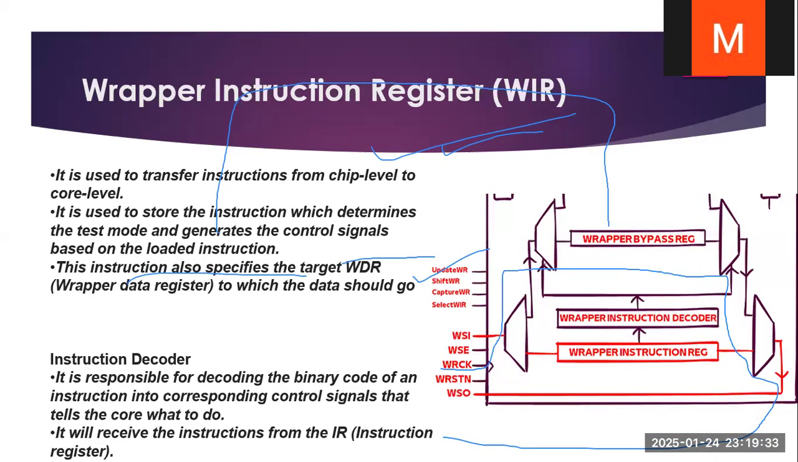Next one is the vapor instruction registers. They are used to transfer the instruction from chip level to the core level. Here we are looking at the core level. From the chip level, if you want to transfer the instructions, the vapor instruction registers are useful. It stores the instructions, which determine the test mode and generate the control signals based on the loaded instruction. This instruction also specifies the target vapor data register to which the data should go. We have an instruction decoder here. It is responsible for decoding the binary code of an instruction into the corresponding control signals that tell the core what to do. It receives the instructions from the IR instruction registers.